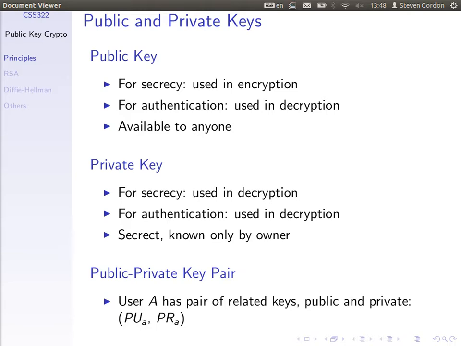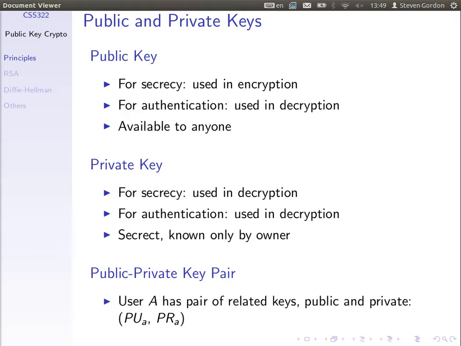So let's give some notation and definitions for these keys. Now we have the two keys. A public key is available to everyone, and the private key must be secret, known only by the owner. So a user has a pair of keys. I will have my own private key and public key pair. My private key only I know, my public key I can tell everyone else. All of you may have your own public-private key pair, and you can tell everyone your own public key, but you'll keep your private key secret.